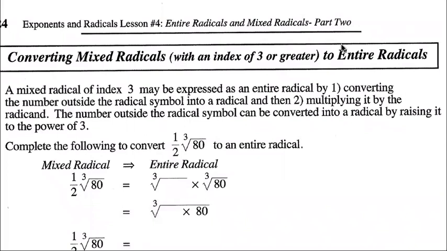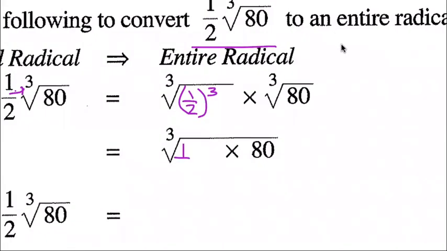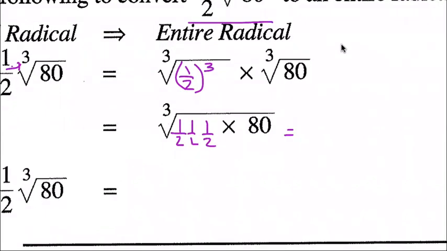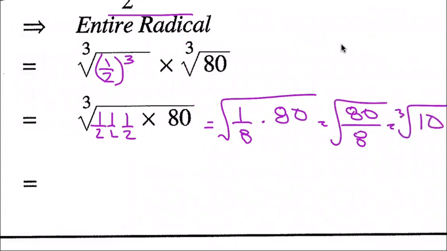Complete the following to convert 1 over 2 cube root 80 to an entire radical. Well, in order for that 1 over 2 to come out, we have to raise it to the power of 3 to put it back in. 1 over 2 cubed. Then we expand. 1 over 2 times 1 over 2 times 1 over 2 is equal to 1 over 8 times 80, which is going to be equal to 80 over 8, which is equal to 10. Don't forget the cubed. Cube root 10.